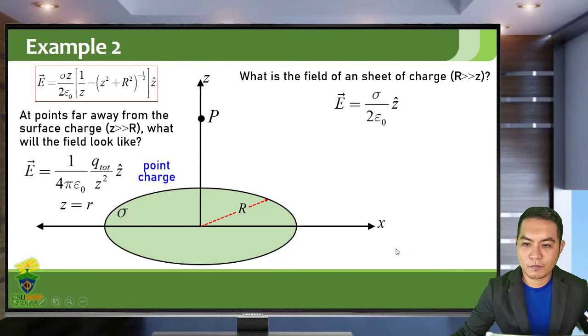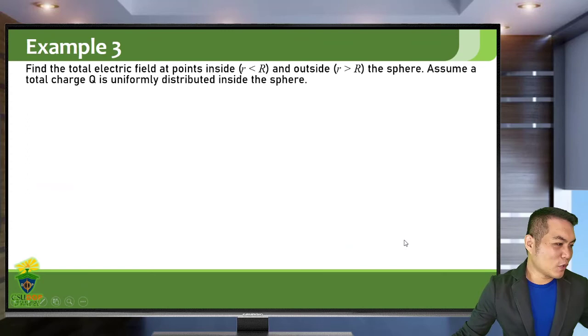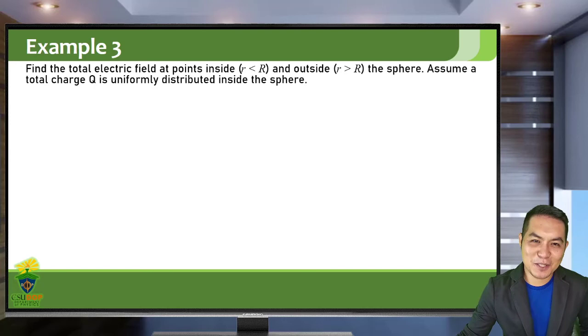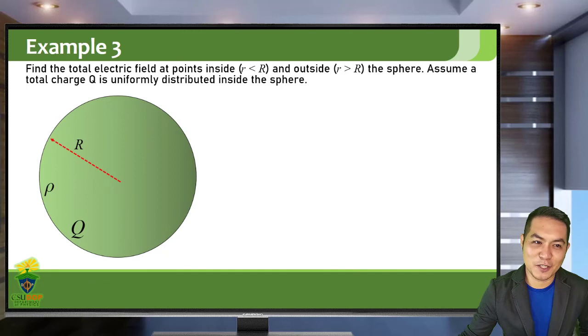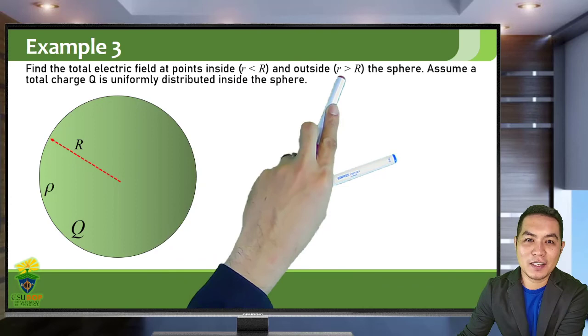Okay, let's have a volume charge distribution problem, but I will no longer solve this because this is very tedious and I have a very long solution. So you have a sphere of charge wherein a total charge Q is uniformly distributed inside the sphere of radius R. So you're asked to find the electric field at points inside when r is less than the radius, or points outside when r is greater than the radius of the sphere.